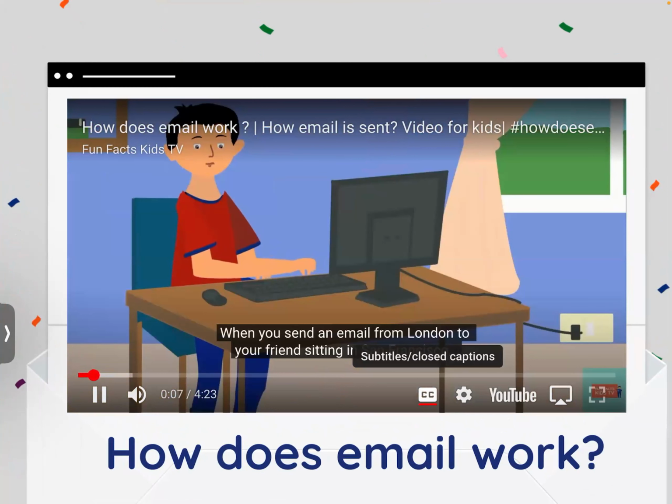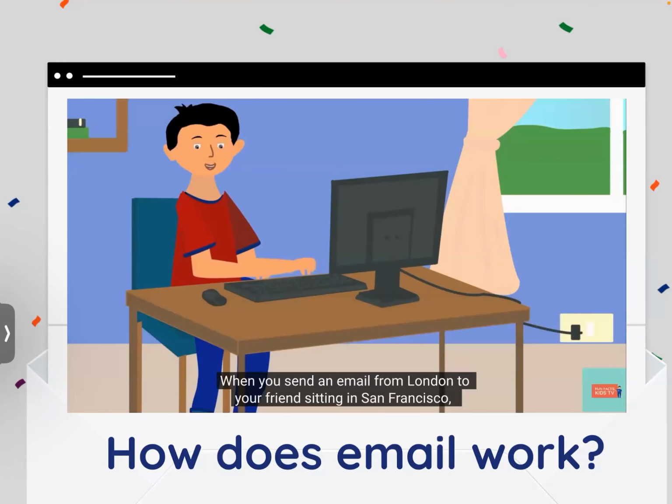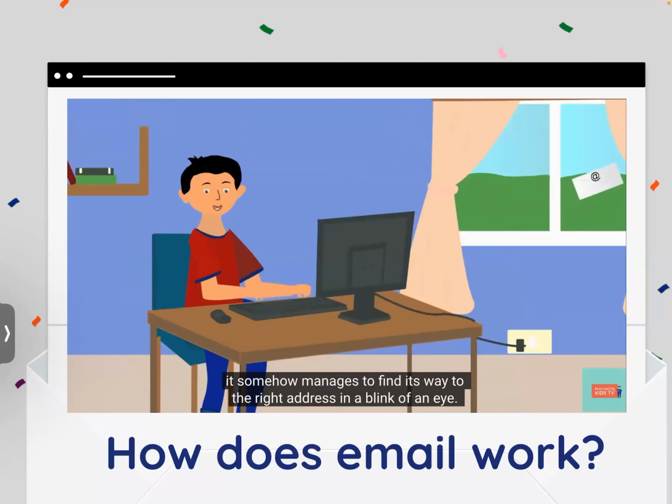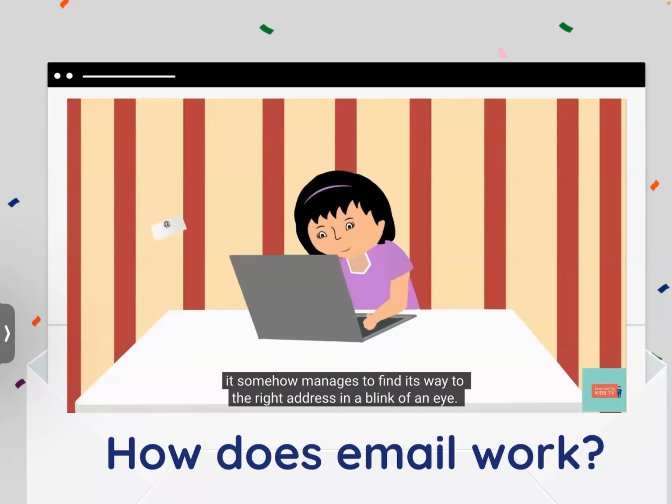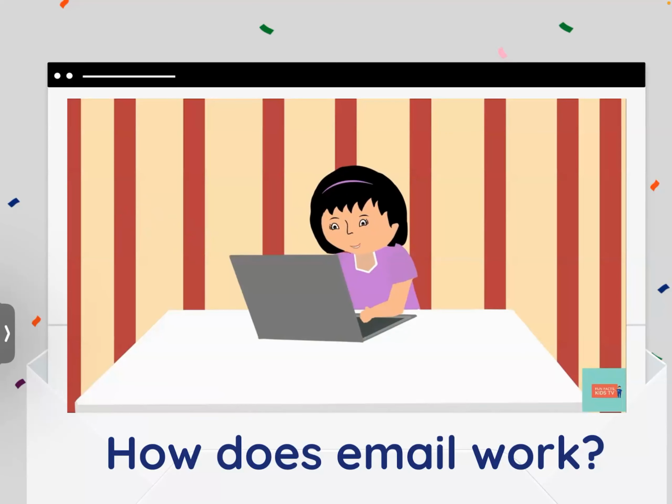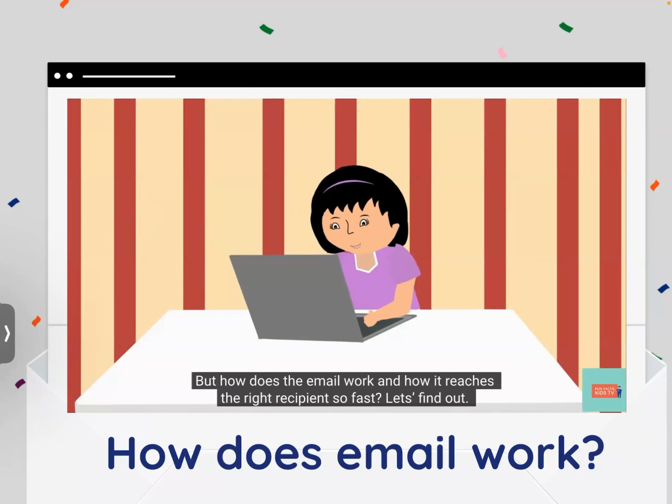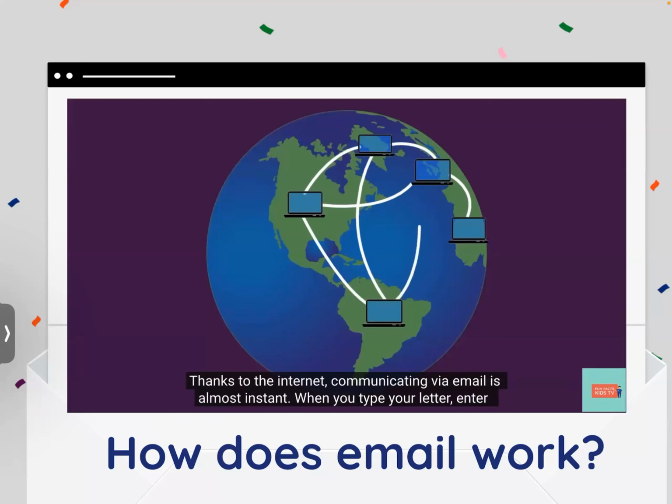When you send an email from London to your friend sitting in San Francisco, it somehow manages to find its way to the right address in the blink of an eye. But how does the email work and how does it reach the right recipient so fast? Let's find out.